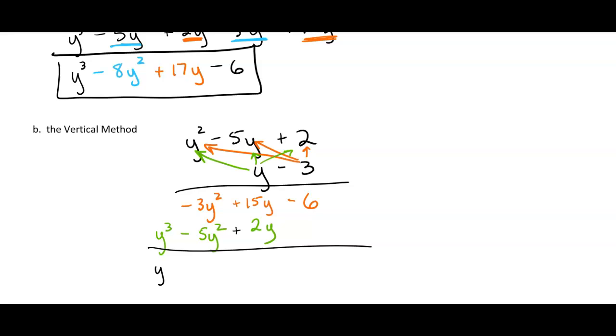So we get y cubed minus 8y squared. See, the like terms are all lined up for you. Plus the 17y minus 6. So you might be saying, I like that method better. And that's fine. I don't care which method you use. Whatever works.